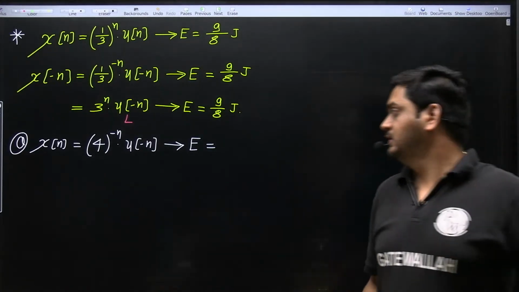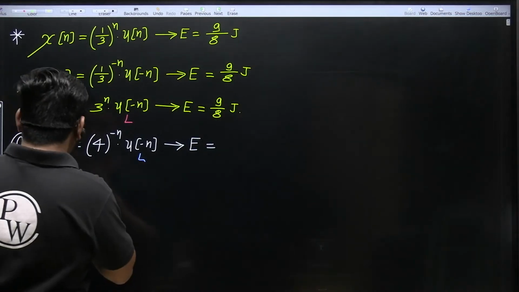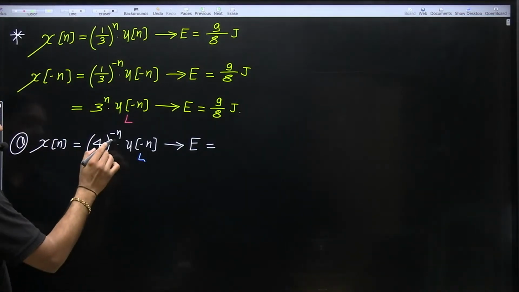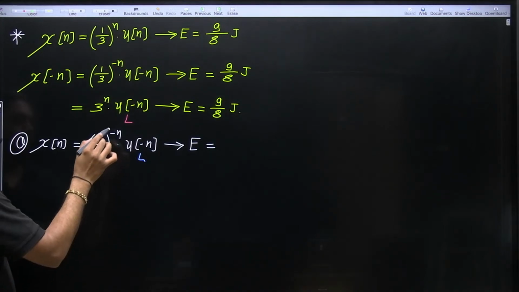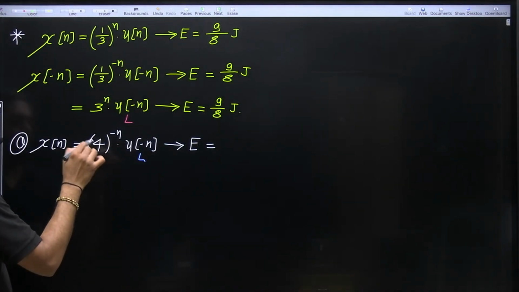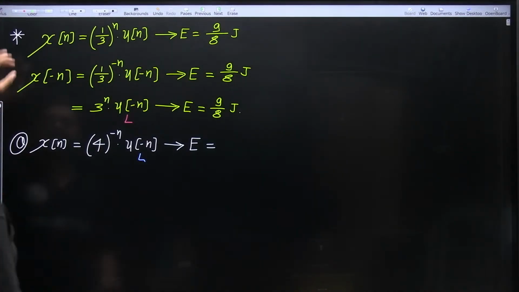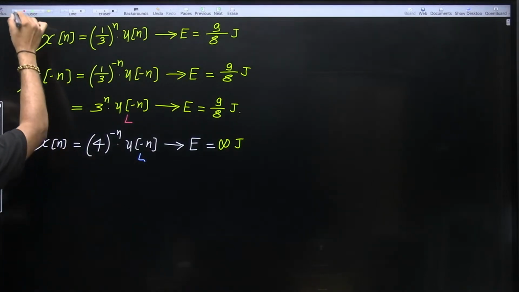Very good, guys. So how to identify whether it is increasing or decreasing? This is a left-sided signal. Left-sided signal means negative values of n, like 0, minus 1, minus 2. If you put 0, then 1. If you put minus 1, then minus 1 into minus gives plus 1. Then minus 2, then plus 2. So 4 power 1, 4 power 2, 4 power 3. So it is increasing on the left-hand side. That's why the energy will be infinite joule. Clear to each and everyone?